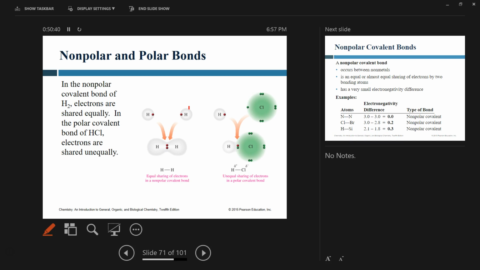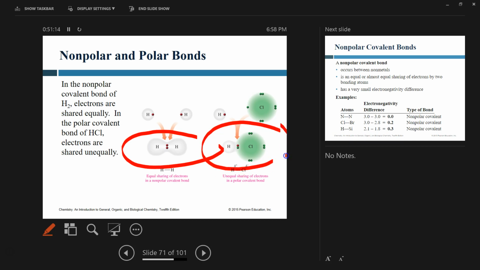So imagine you have two elements with the same electronegativity, like two hydrogens, two chlorines, two oxygens, doesn't matter. They pull electrons equally strong. Are they going to share electrons equally? Yeah, because neither one can win. Does that make sense? Now, if you take two atoms that have different electronegativity, the electrons will be shared unequally.